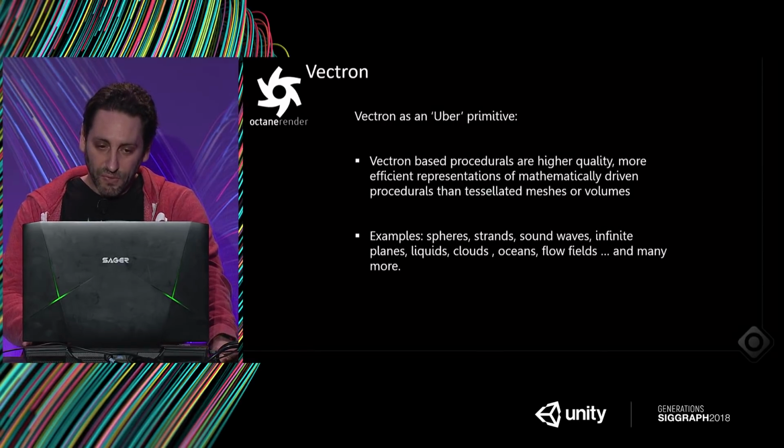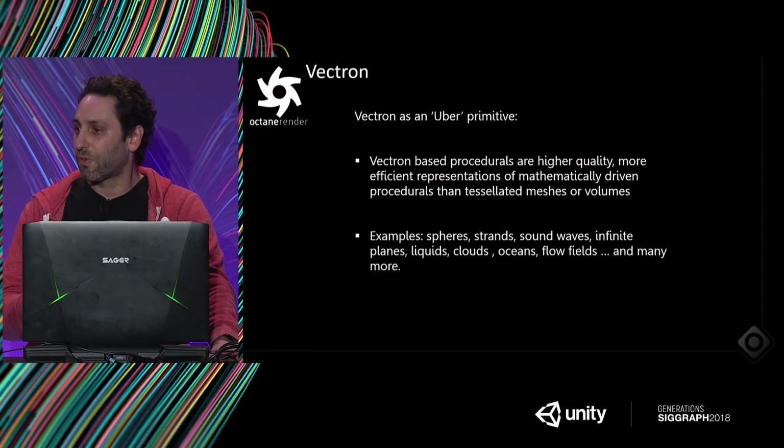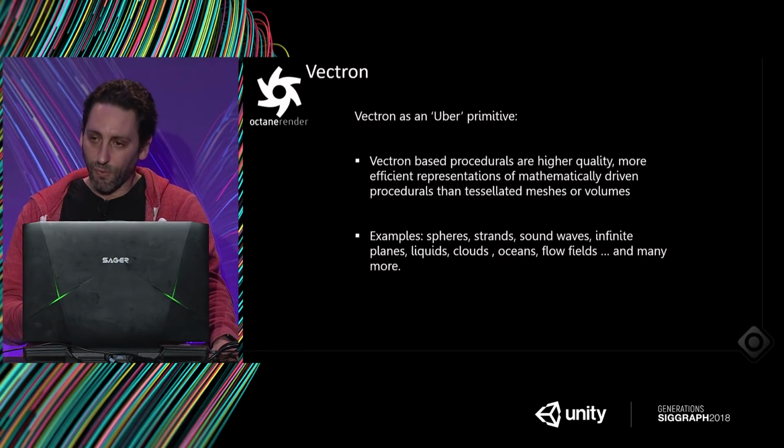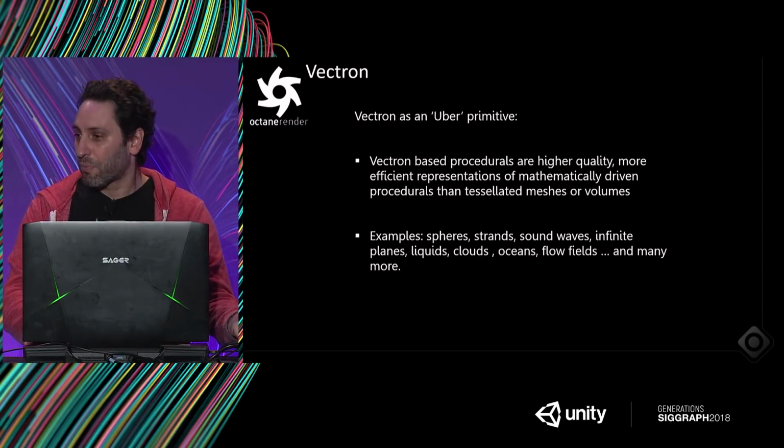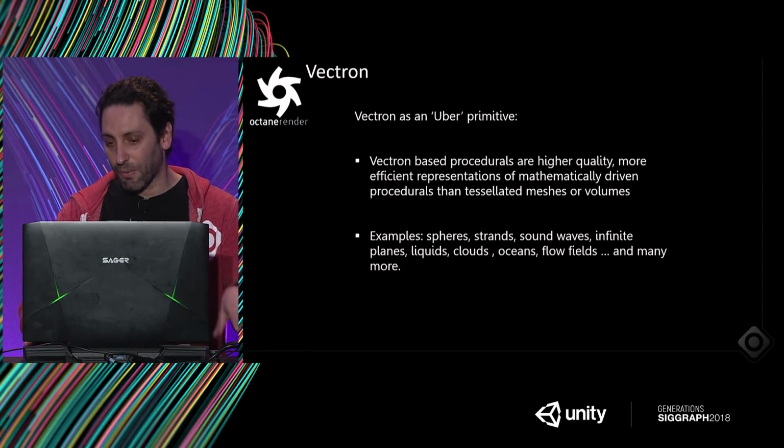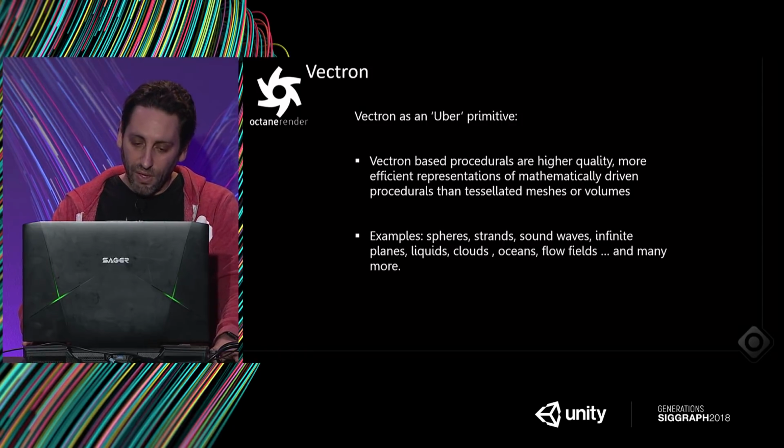So the other thing that we've also been able to accomplish with this is that we don't need to create more primitives, even for things that we already had primitives for, like spheres. We can get rid of that, and we can just use Vectron for that. We also have the ability to render strands and fur and things like that, and we definitely have an alternative now to doing displacement maps or vector displacement. You can do a lot of those effects in Vectron without even having a mesh at all.